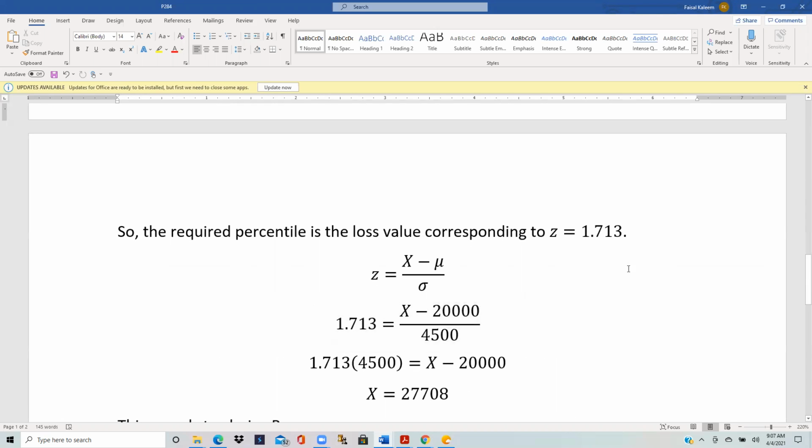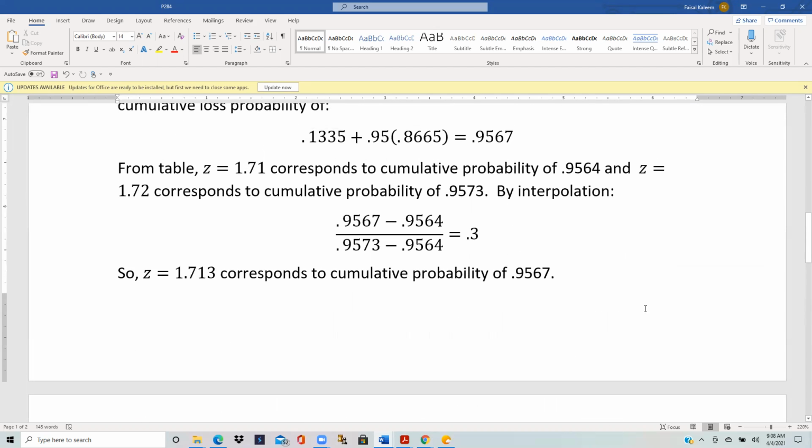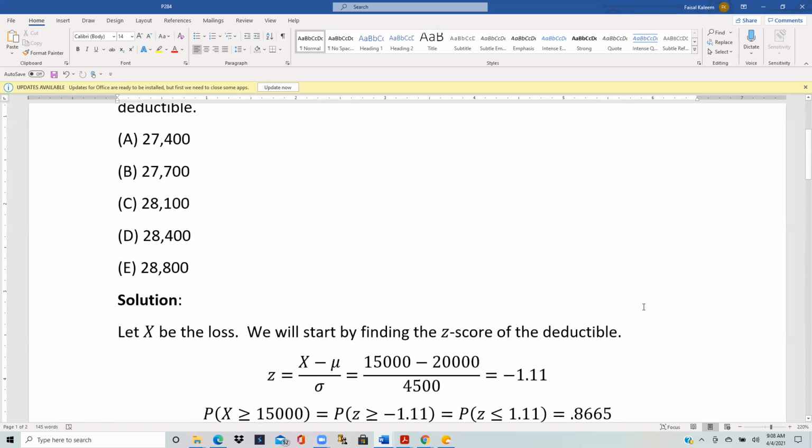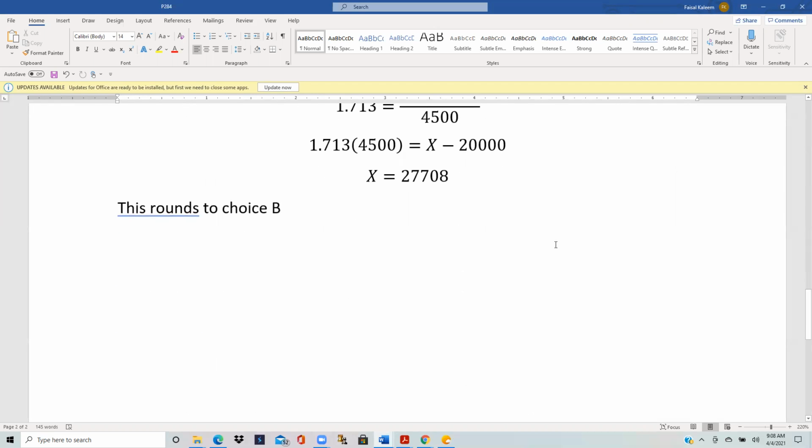So the loss value corresponding to this Z value is again found by our basic formula. Now we substitute Z equals 1.713 and find X. And X comes out to be 27,708. We don't have this choice, but if we look at choice B, we have 27,700, because they are rounding all choices to the nearest 100. So 27,708 rounds to 27,700 to the nearest 100. That's choice B.